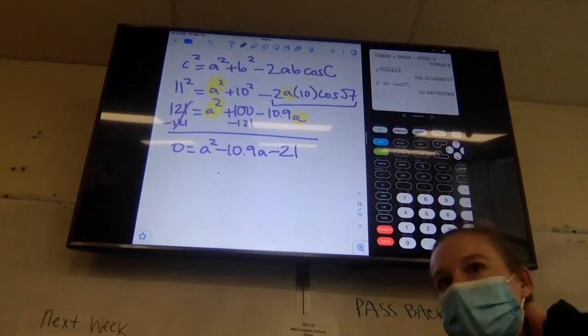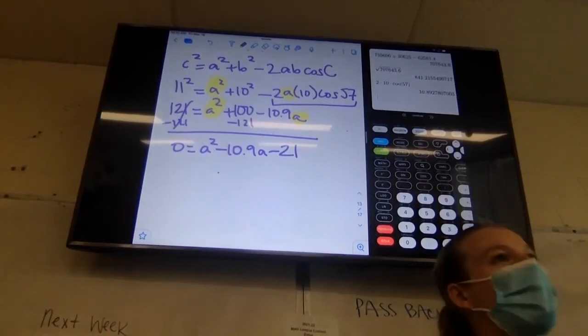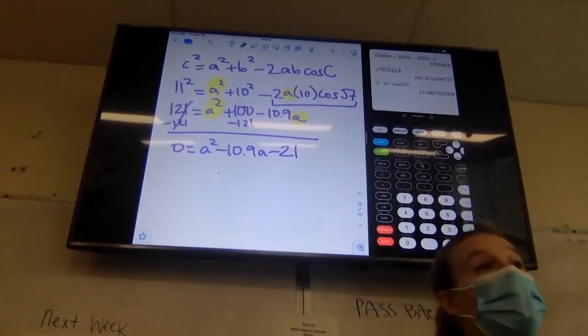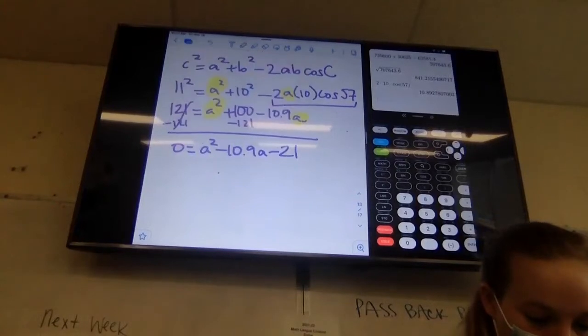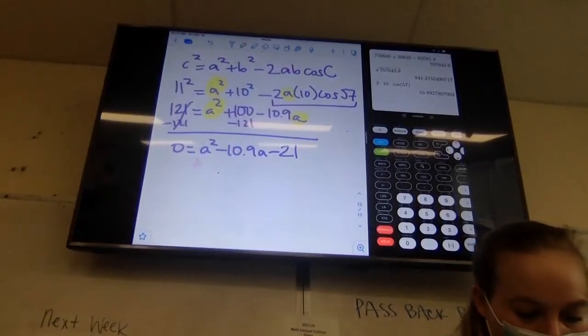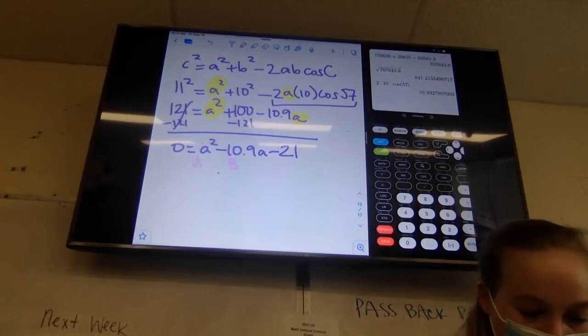Any concerns yet? Okay, I'm going to do quadratic formula now. And the reason I know that is there's no other way to solve for a. So I'm going to do quadratic formula. My a is going to be 1, my b is going to be negative 10.9, and my c is going to be negative 21.